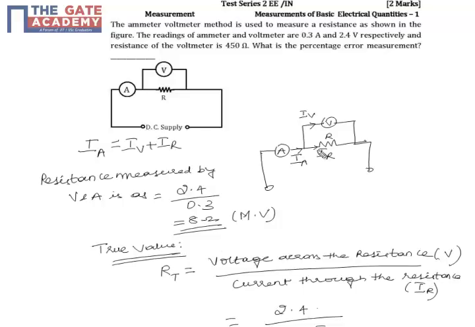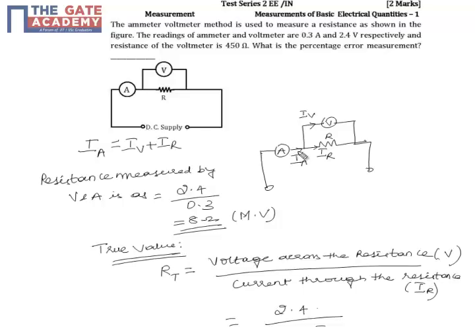So the true value of resistance we can calculate when we know the current through the resistance. So I'm basically going back to the same formula, V equal to IR. So we need to know what is the current flowing through the resistance and what is the voltage across it. So here we know from the setup that the voltmeter is in parallel with the unknown resistance, so both of them will have the same voltage drop. So the voltage across the resistance we already know, which is 2.4 volts. So we need to calculate what is the current flowing through the resistance.